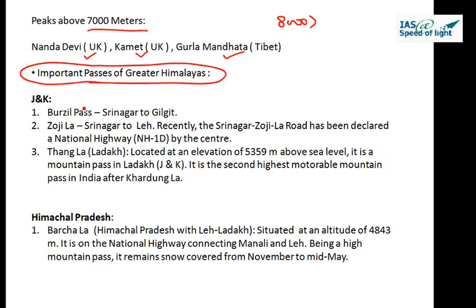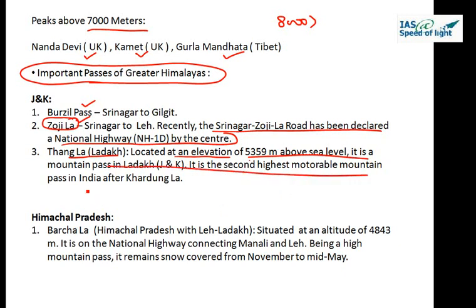There are certain important passes for the Greater Himalayas. State-wise, we can see the Burzil Pass, Srinagar to Gilgit, and Zojila Pass, which is from Srinagar to Leh. Recently, the Srinagar-Zojila Pass has been declared as a national highway, NH1D, by the center. So this becomes important. Thangla, which is there in Ladakh, is located at an elevation of 5,359 meters above sea level. It is a mountain pass in Ladakh.